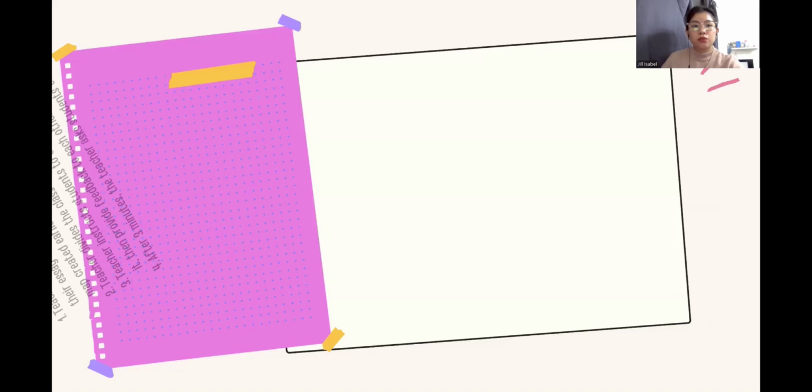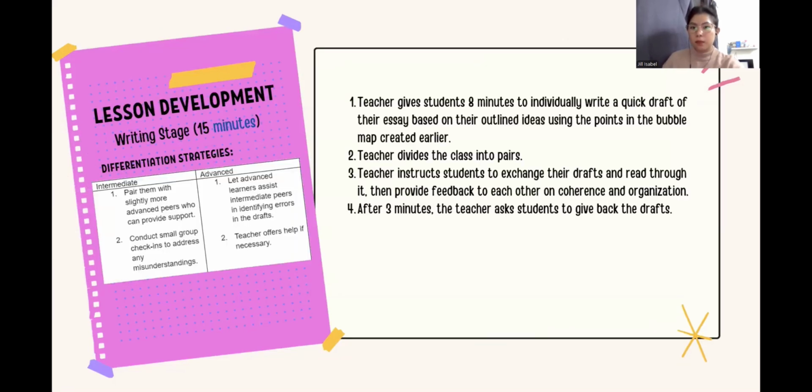Moving on to the writing stage, it will be done in 15 minutes. So firstly, the teacher will give students 8 minutes to individually write a quick draft of their essay based on the outlined ideas, using the points in the bubble map created earlier. Then, the teacher will divide the class into pairs. After that, the teacher will instruct students to exchange their drafts and read through them. After that, they provide feedback to each other on coherence and organization. And after 3 minutes, the teacher will ask students to give back the drafts.